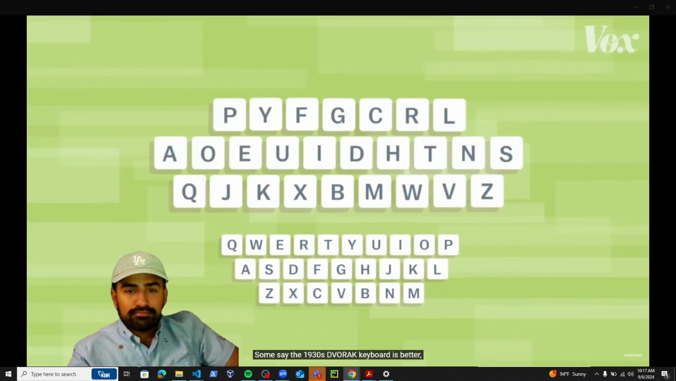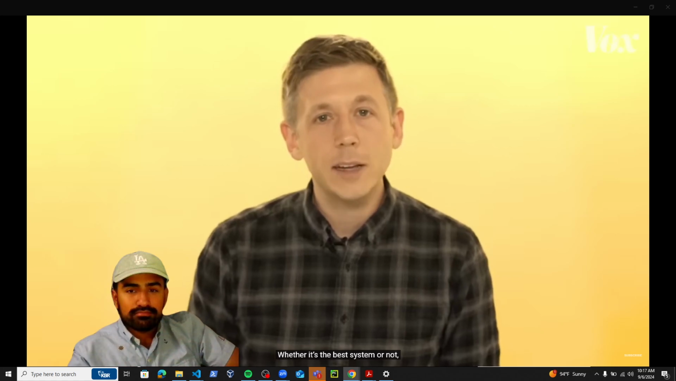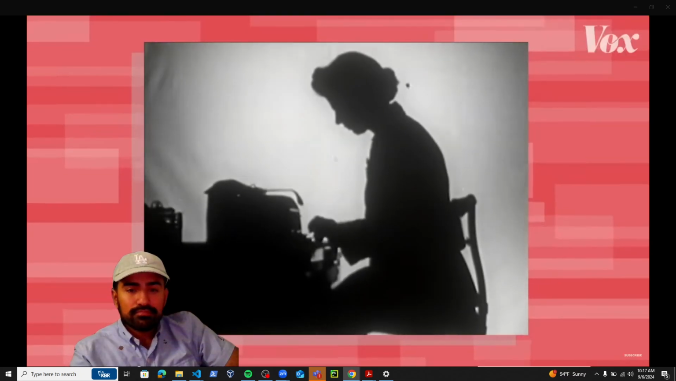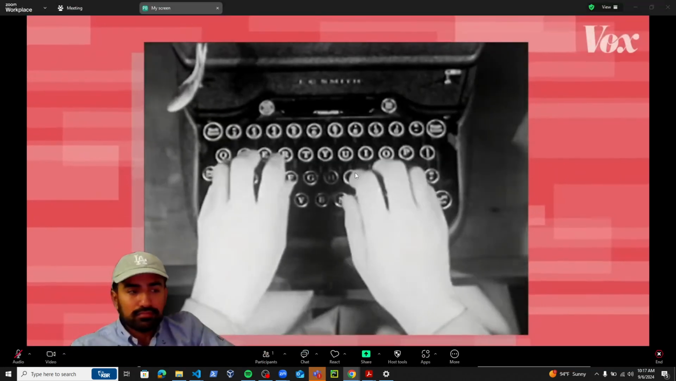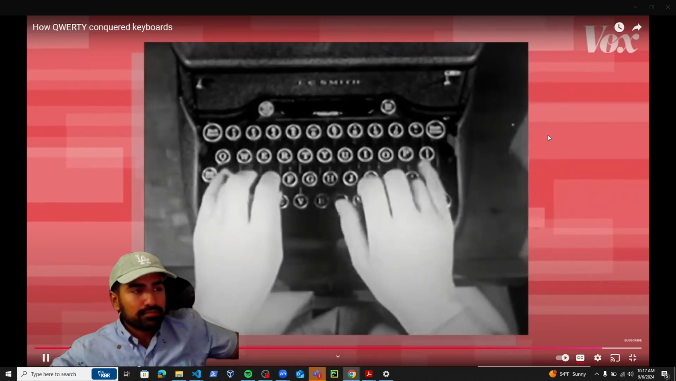Some say the 1930s Dvorak keyboard is better. Others say it too is overrated. Whether it's the best system or not, QWERTY isn't going anywhere anytime soon. How you type is more important than what you type. This is the mark of a good typist.